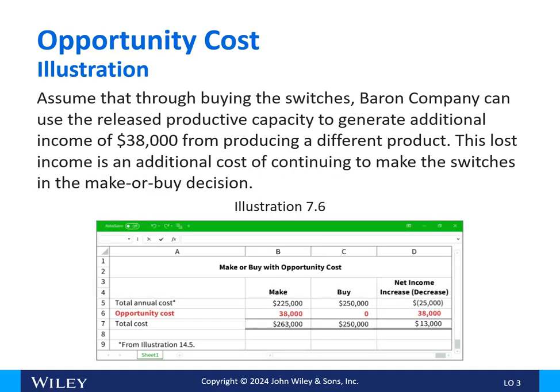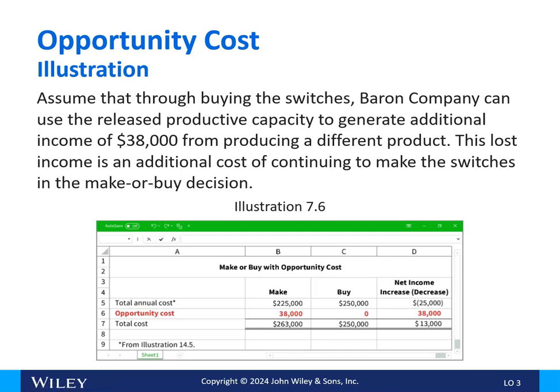So let's look at that a little bit more. Assume that through buying the switches, Bayer & Company can use the released productive capacity to generate additional income of $38,000 from producing a different product. Lost income is an additional cost of continuing to make the switches in the make or buy decision. Okay, so we took the total from our previous analysis that showed that the buy is $25,000 more expensive than making it.